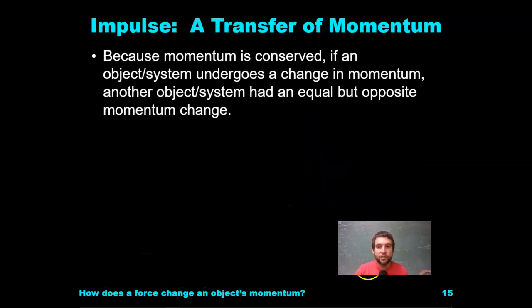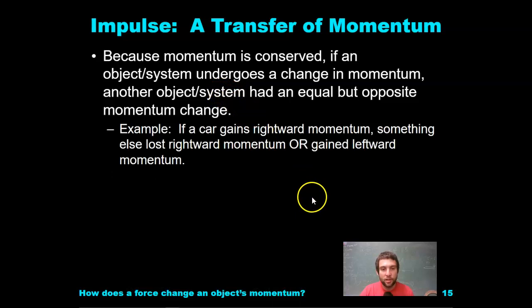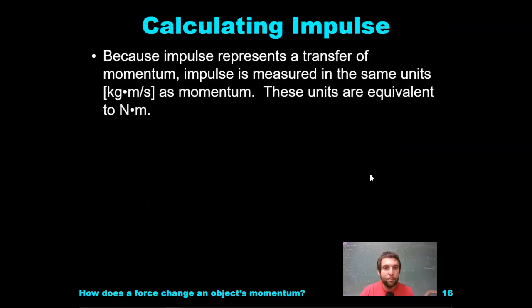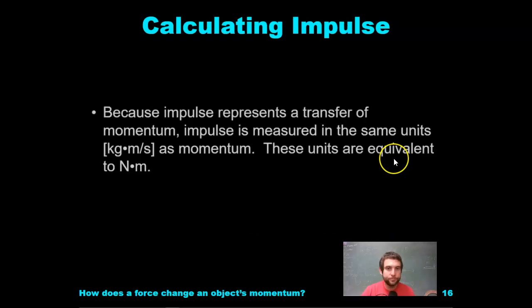Because momentum is conserved, if an object or system undergoes a change in momentum, another object or system had an equal but opposite momentum change. If a car gains rightward momentum, then something else had to have lost rightward momentum or gained leftward momentum. Only a force can transfer momentum. The amount of momentum transferred is called impulse.